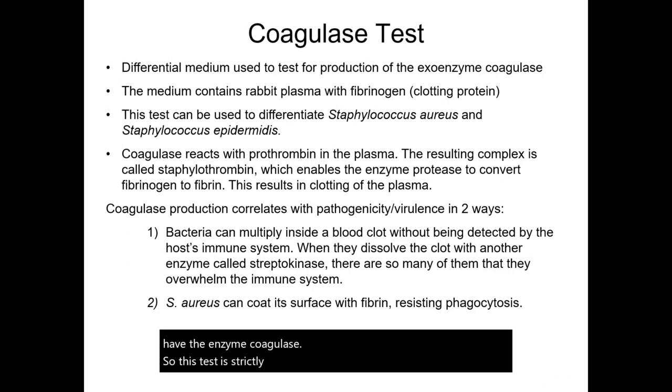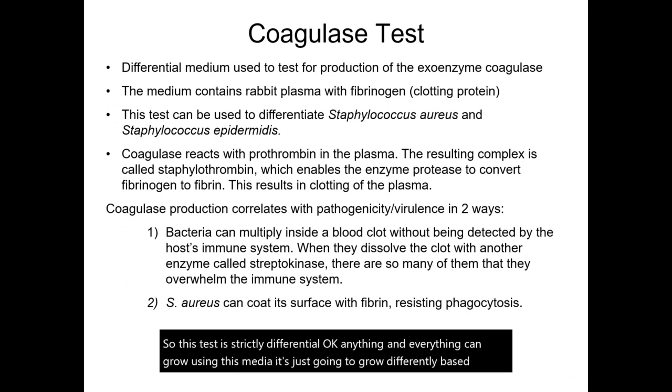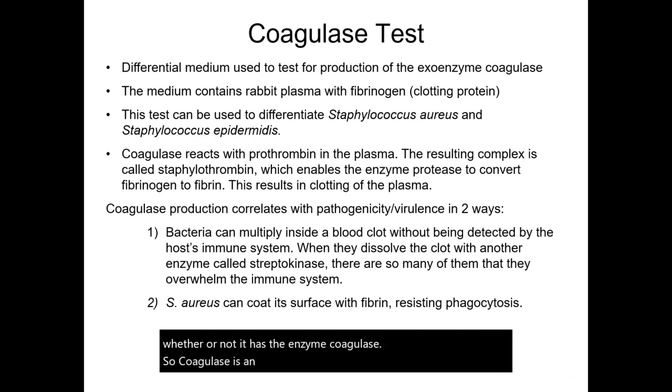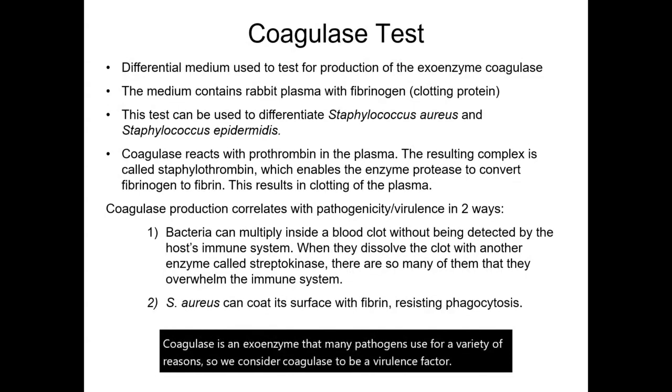So this test is strictly differential. Okay? Anything and everything can grow using this media. It's just going to grow differently based on whether or not it has the enzyme coagulase. So coagulase is an exoenzyme that many pathogens use for a variety of reasons. So we consider coagulase to be a virulence factor. So coagulase can cause clotting to happen.